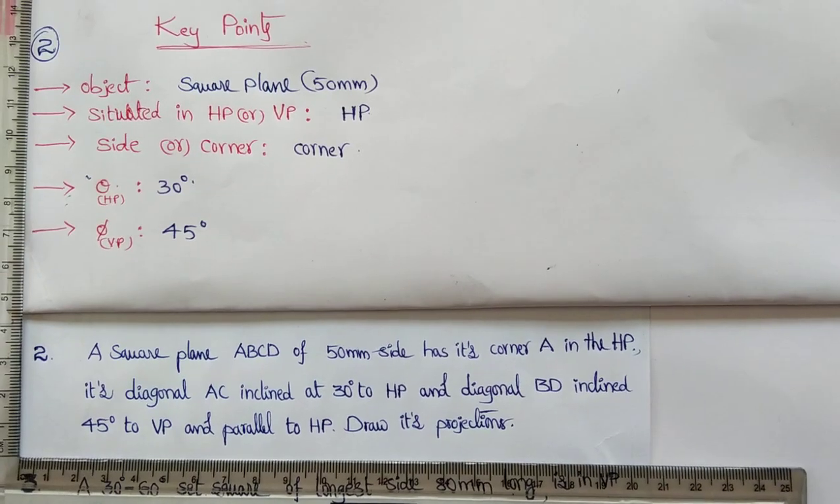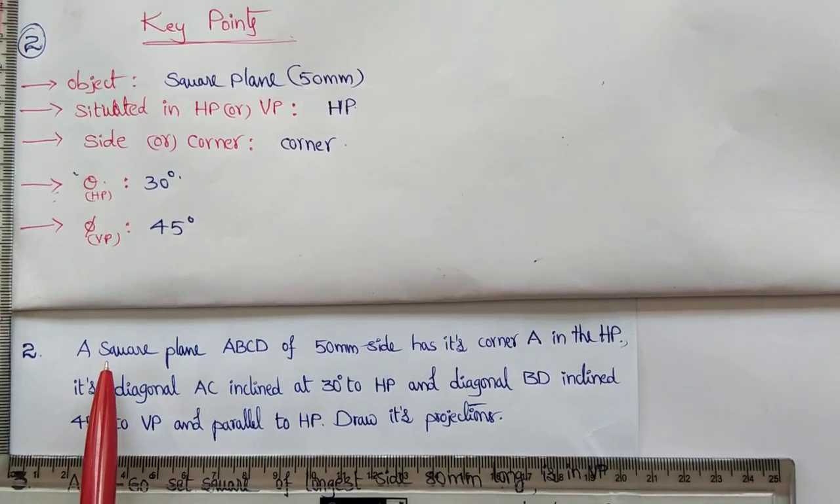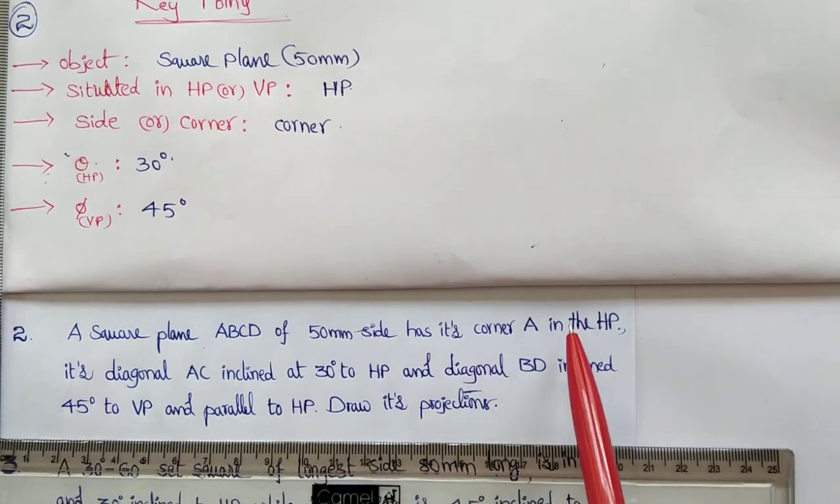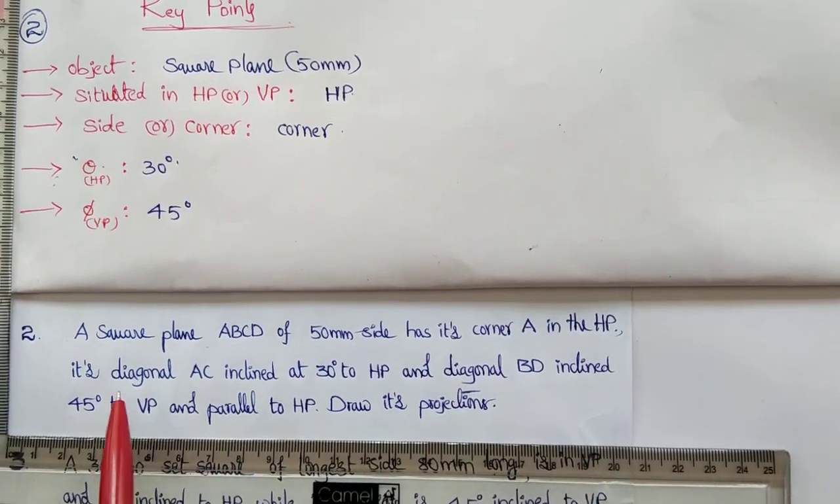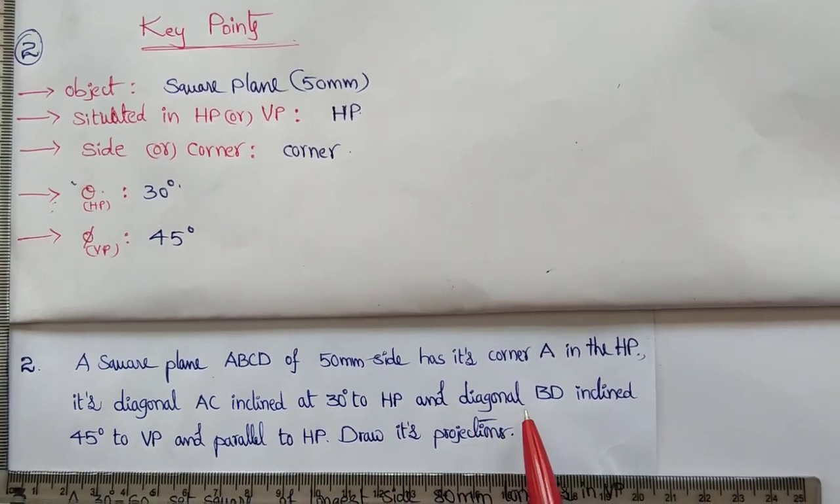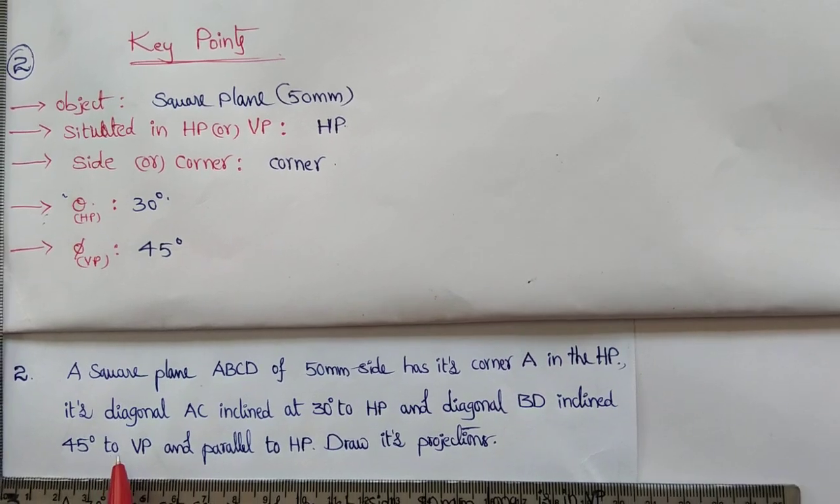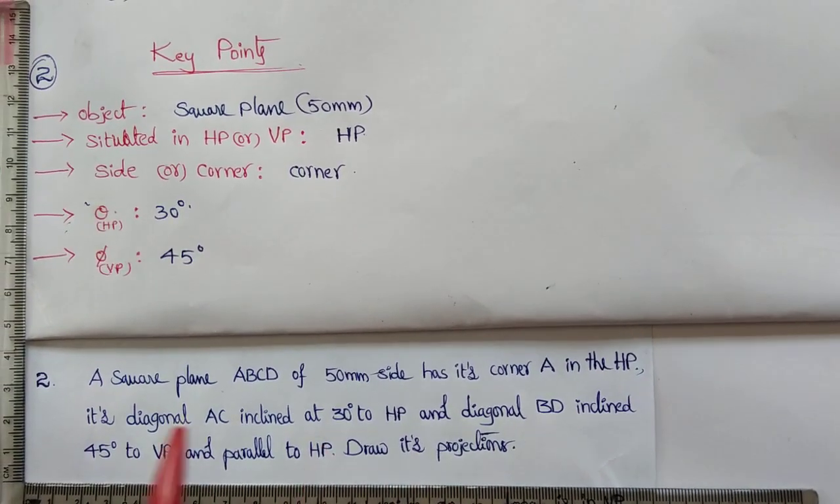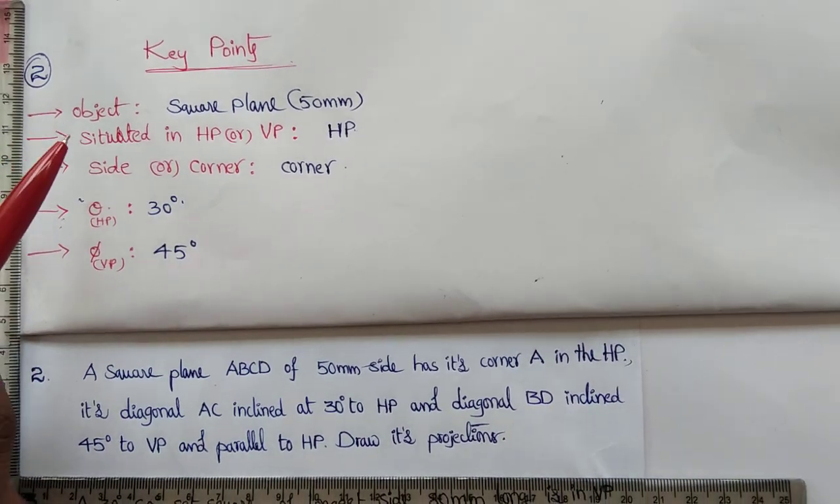Yes, coming to problem number 2, let us see the question. A square plane ABCD of 50 mm side has its corner A in the horizontal plane. Its diagonal AC is inclined at 30 degrees to the horizontal plane and diagonal BD is inclined at 45 degrees to the VP and parallel to the HP. Draw its projections. Now let us see the key points of this particular problem.